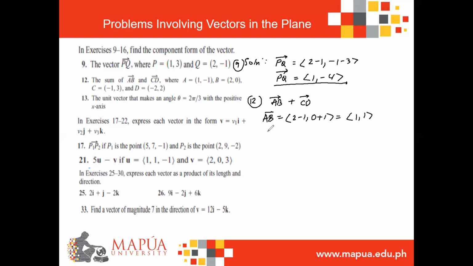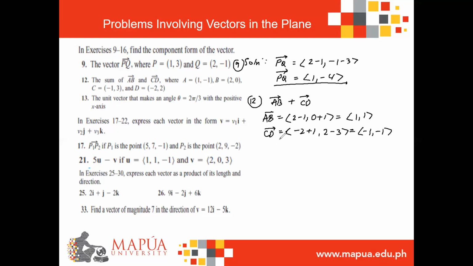For vector CD, we again find the components using the formula. So the coordinates of the terminal minus the coordinates of the initial point. So we have negative 2 minus 1, that's negative 2 plus 1. Then you have 2 minus 2. So therefore, the answer now is negative 2 plus 1 is negative 1. 2 minus 3 is also negative 1.